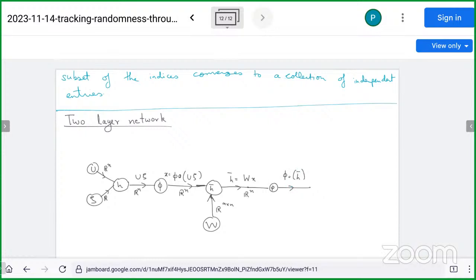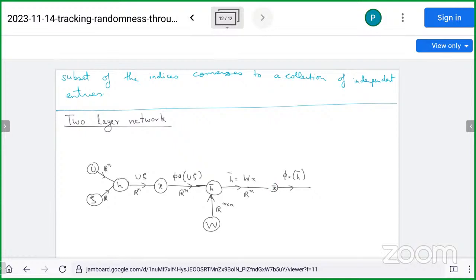Let me give these names correctly. This node is called X. That's what it outputs. They just call it X bar, so let me also call it X bar, which is just phi applied to this, and that's it.